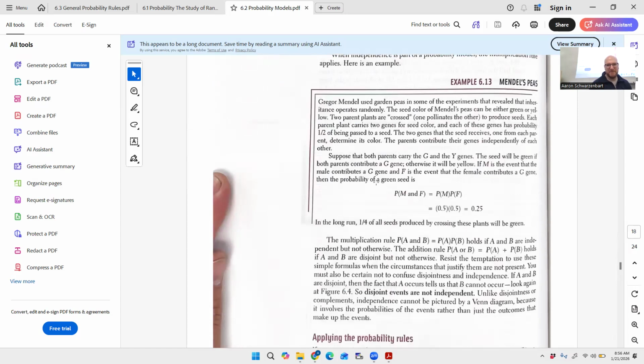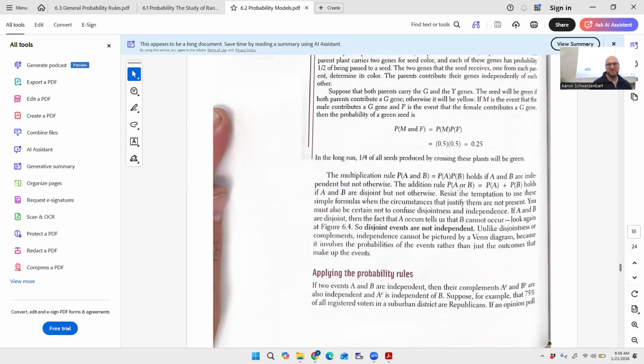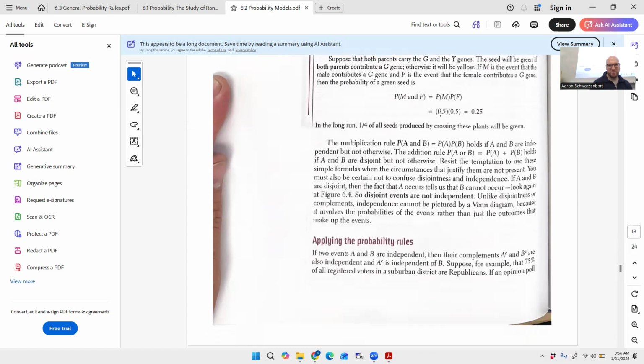You guys know Gregor Mendel? Yeah, pea plants and dominant and recessive genes, Punnett square. You can do the Punnett square with probability rules. Each one in the Punnett square was a quarter in the long run.